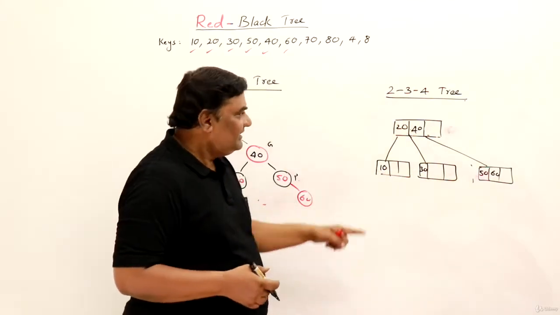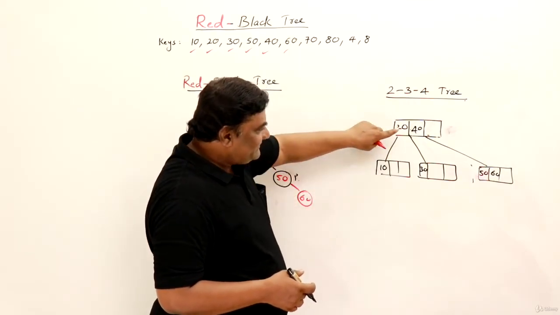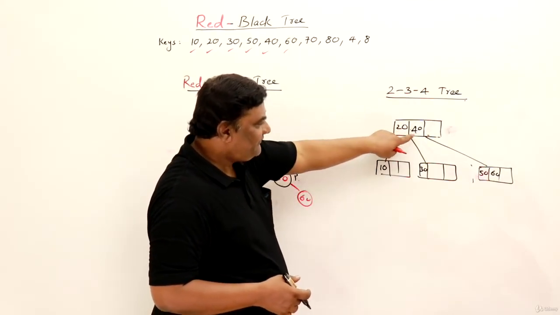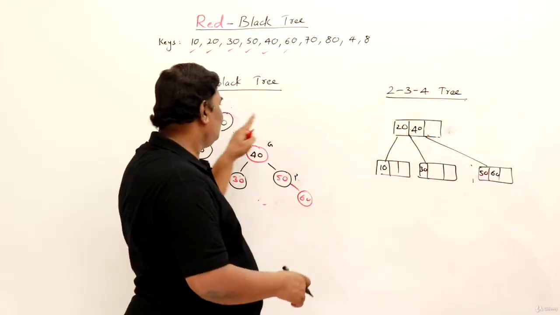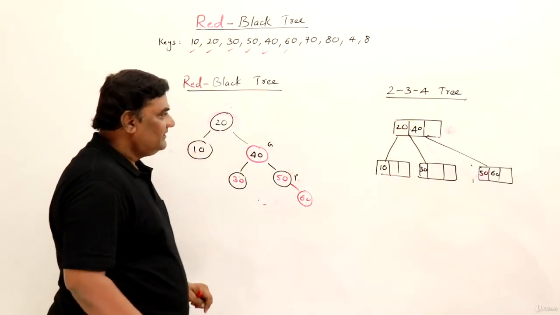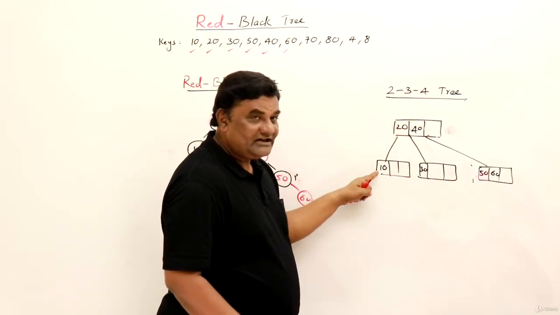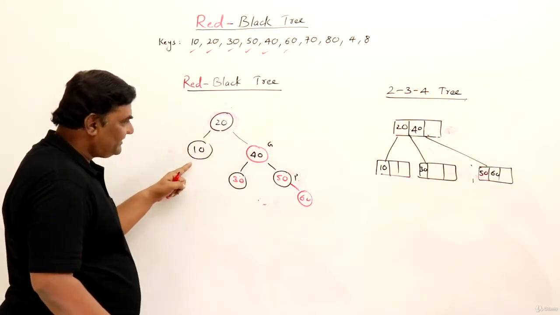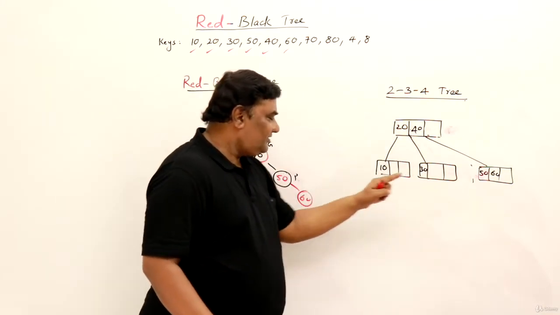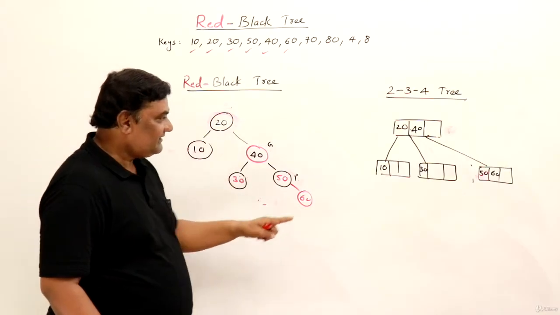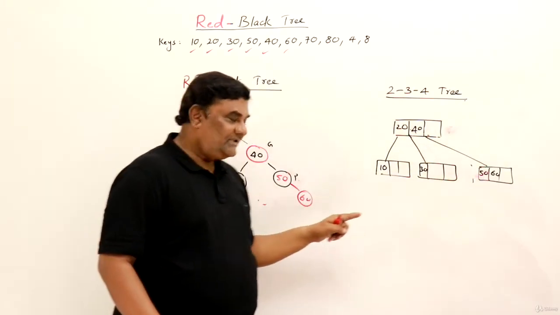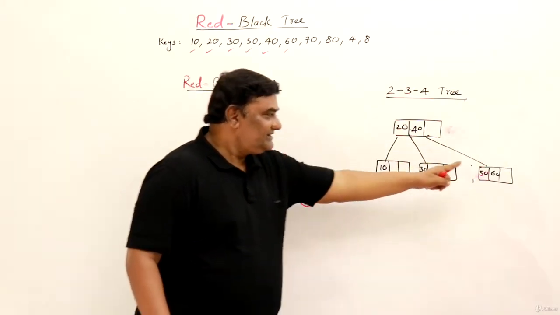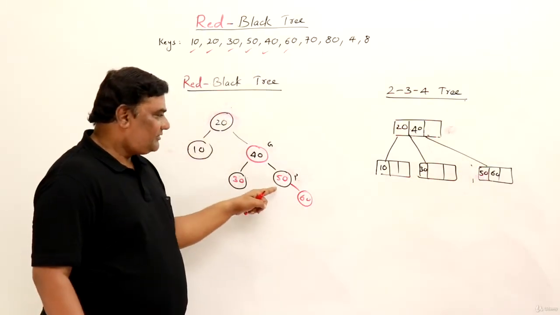So 40 goes up. So now what this says, see, first node, black color. 40 is a part of that, red. Black color, red. Then this has a left child, a separate node, black, and a separate node, black. This is 50, a separate node, black. 60 is a part of 50.